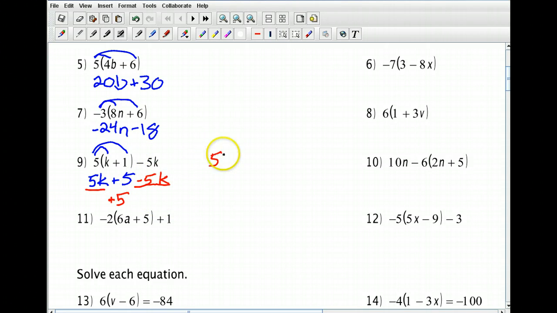If you had 5k minus 4k, then it'd be 5 minus 4, which is 1k, which is the same as k. So in order to just have k, you need it to equal 1. But if it equals 0, I think we're going.